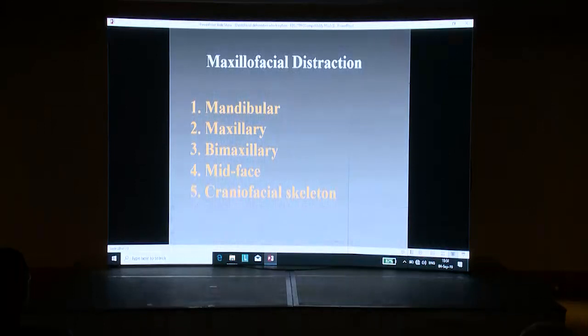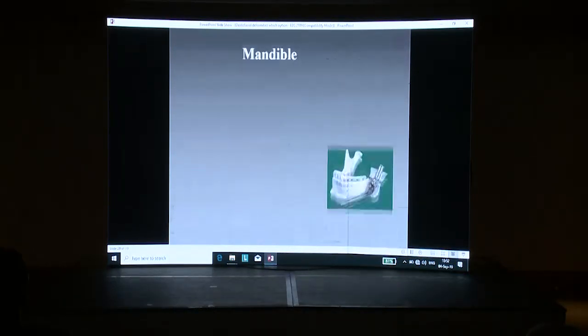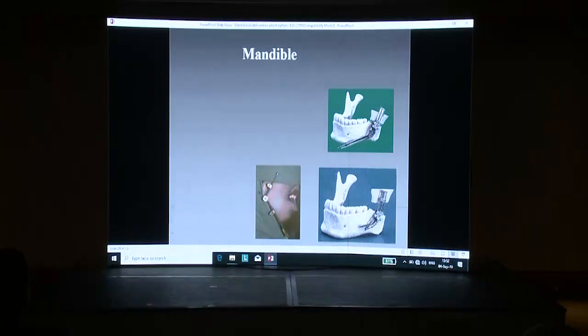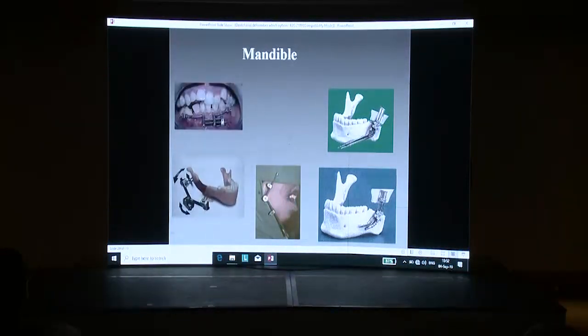Next, please. So in maxillofacial distraction, we can distract the mandible, the maxilla, bimaxillary, the midface, or even the craniofacial skeleton. Every bone could be distracted as an orthopedic surgeon. Next, please. Yeah, we have now a lot of distractors. For each bone in the maxilla or the mandible, we can distract the ramus to elongate the ramus. We can distract the body. We can distract both together bidirectionally, and we can widen the mandible to increase its width.